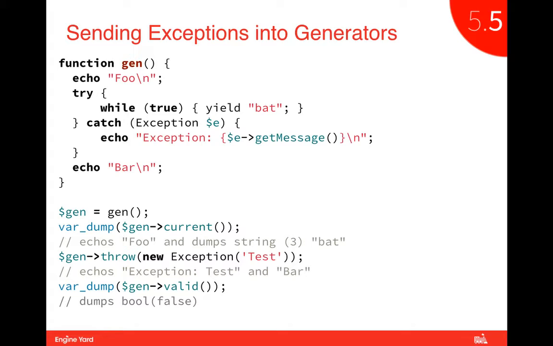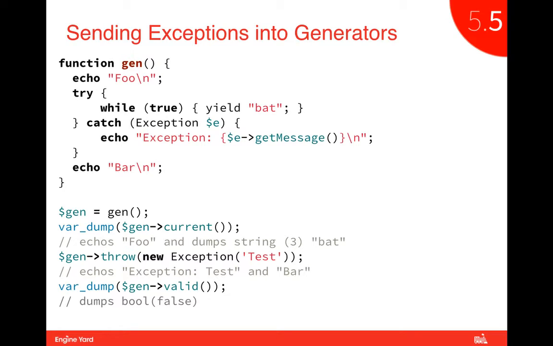So we create a generator, we have this try catch block. Any exception is not handled inside of the generator, but if you handle it, you can. Inside of our try, we have this while true, yield back. If an exception is thrown from that yield, then we're going to echo out the exception message. Because there is no further yield, and we've broken out of the while true down to the catch, this method actually ends. It'll run through the echo.